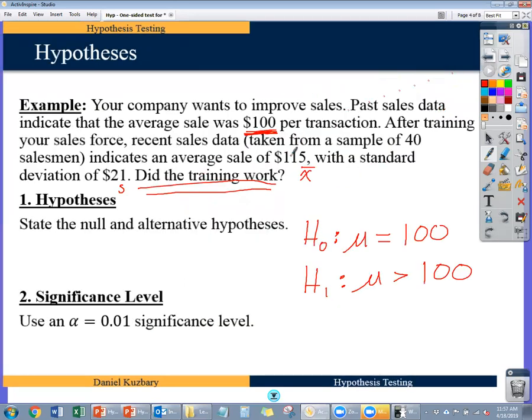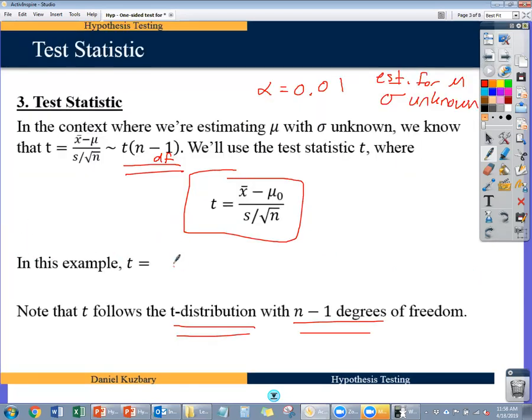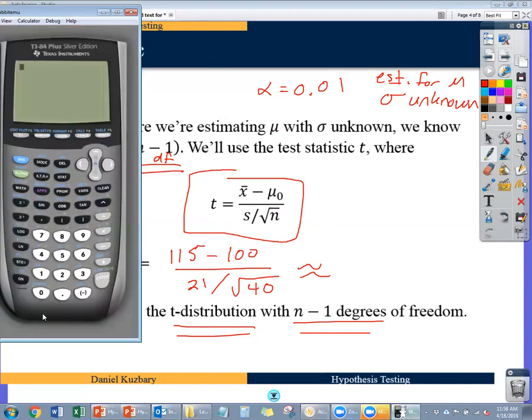Our sample mean was 115. Our sample size was 40, and our sample standard deviation was 21. So in this example, t is going to be equal to x bar, which was 115, minus mu naught, which is what mu is equal to under the null hypothesis. s is equal to 21, so that's our sample standard deviation. And our sample size is 40. We're going to take the square root of the sample size, which is the square root of 40. So you do this in your calculator, and you'll get your test statistic. It should be some number, hopefully between -5 and 5 if we do it right.